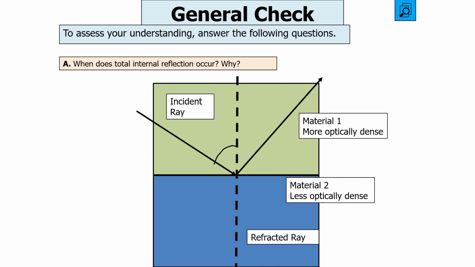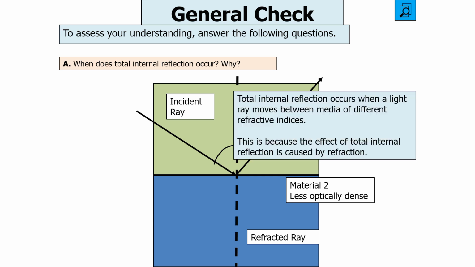When does total internal reflection occur and why? Pause the video now and unpause the video when you want to go through your answer. Total internal reflection occurs when a light ray moves between media of different refractive indices, because the effect of total internal reflection is caused by the refraction.